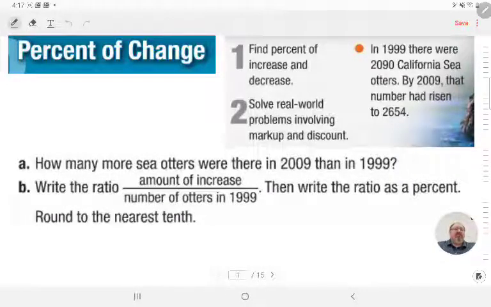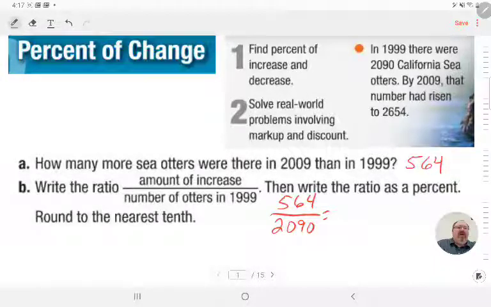Well, all you have to do is subtract the amount in 1999 from what was in 2009. And that would give you a total of 564. Then they want us to write a ratio of the amount of increase, so 564 over how many were in 1999, that would be 2,090. And we would just divide those and move the decimal, and so a percent would be 27%. So the percent of change would be 27%.